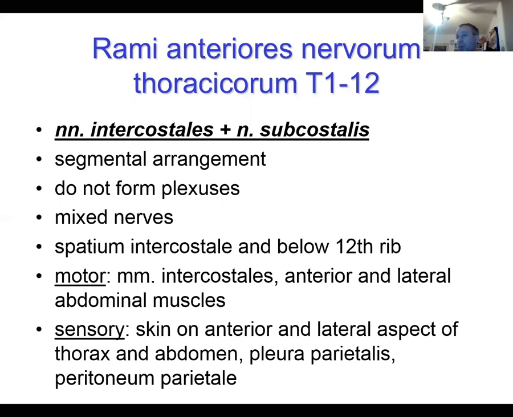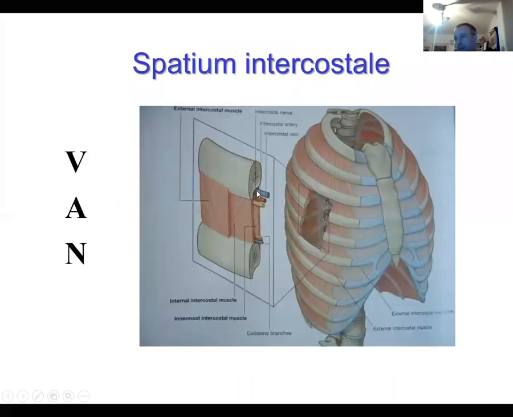They are mixed nerves, so they are motor and sensory, and we will talk about what they supply just now. As for the topography, they run in a neurovascular bundle arranged from superior to inferior: vein, artery, and nerve, and they are located in the groove of the rib. So for us it's important, if we would like to perform puncture of the thorax, we perform it in the lower part of the intercostal space at the superior border of the rib.